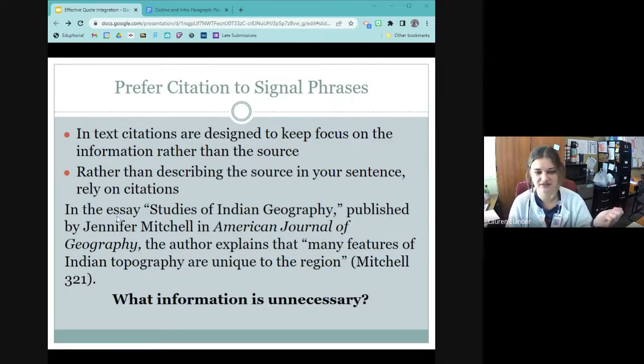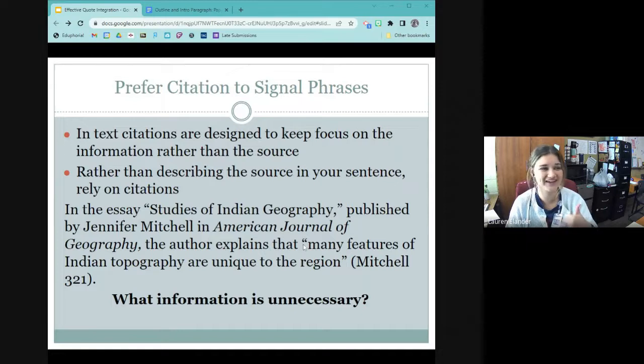So if we're looking at what's unnecessary here, in the essay, well, that's the title of an essay. I don't need that. I also don't really care about what the title is. It's not giving me any extra information. Published by Jennifer Mitchell, that information is on the citation itself. In the American Journal of Geography, that information I could find in the works cited page if I was interested in. The author explains that.